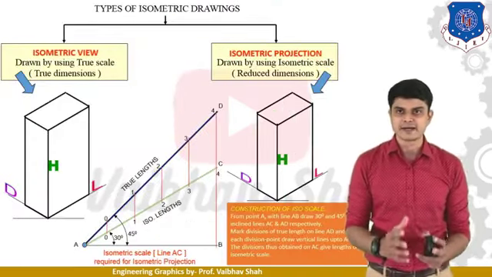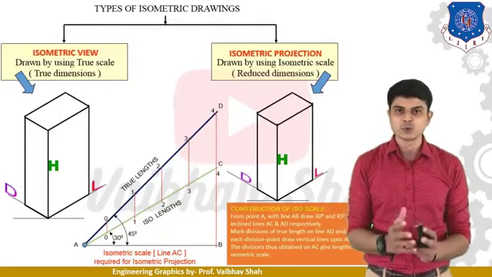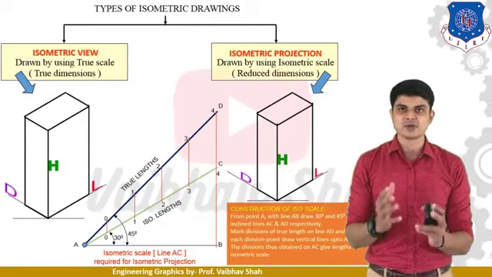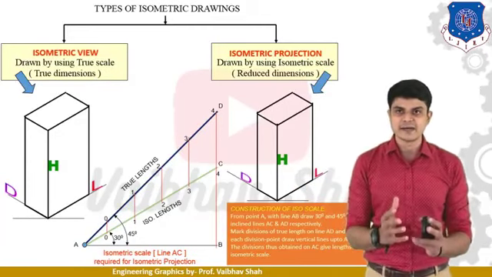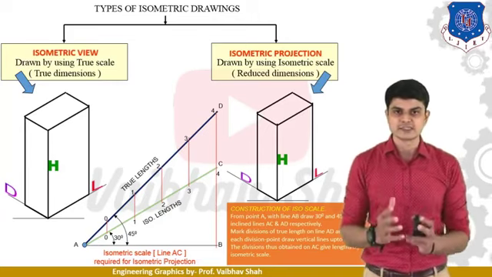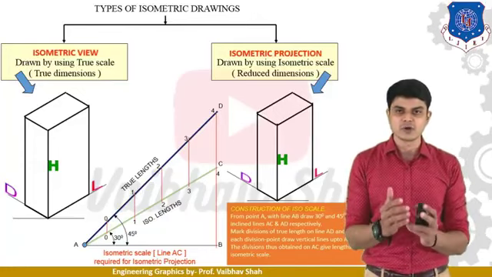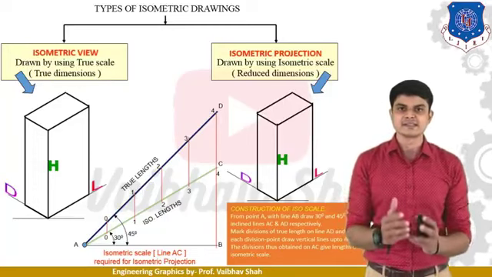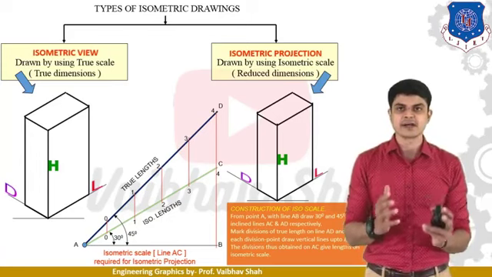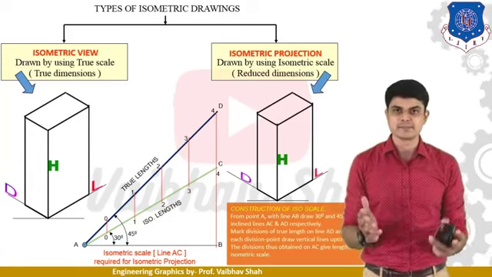But before going ahead, let us understand what types of isometric drawings are available. There are two types. First is known as isometric view, and second is known as isometric projection. Isometric views are drawn with true dimensions and with an ordinary scale. So you will be using your normal scale and plotting your actual object onto your drawing sheet. This is your three-dimensional view of the actual object, which is nothing but what? Isometric view. What you are viewing, you are drawing directly. That is a simple way to put it.